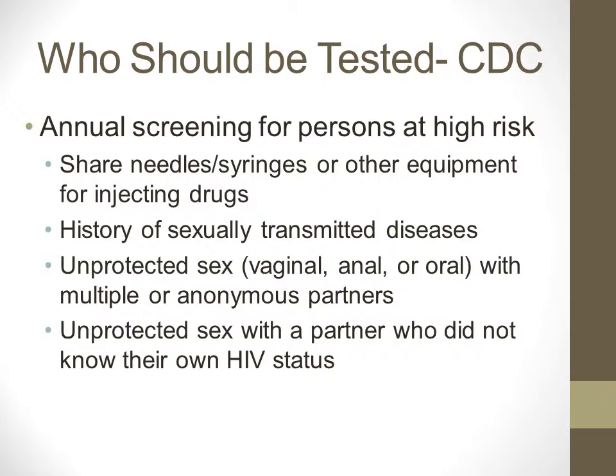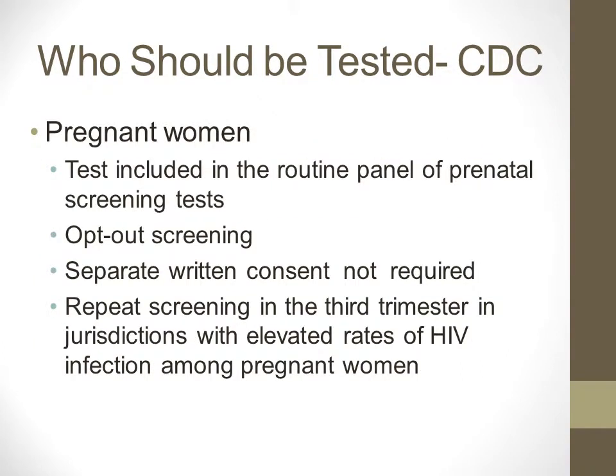Now, who are patients who are considered to be at high risk by CDC? These are patients who share needles or syringes or other equipment of injecting drugs. The other will be the patients with history of sexually transmitted diseases, or patients who have unprotected sex with multiple or anonymous partners, and patients who have sex with a partner who did not know their own HIV status.